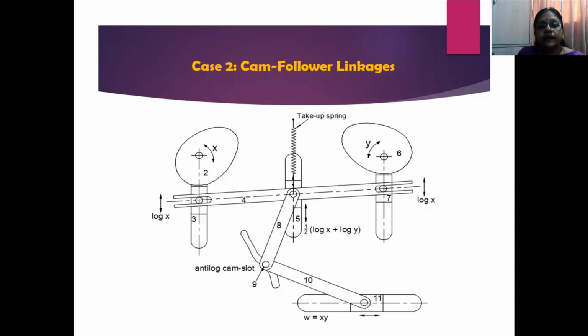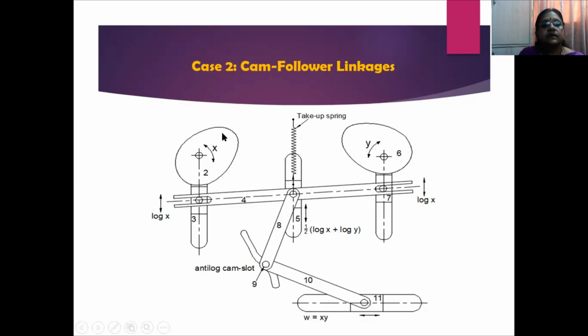Then through link 10, you connect this to link 11, which is a slider. This link 11 slides in a grooved slot. So link 11 will give you the final output W, which is the product of two variables. So let me explain how it works.